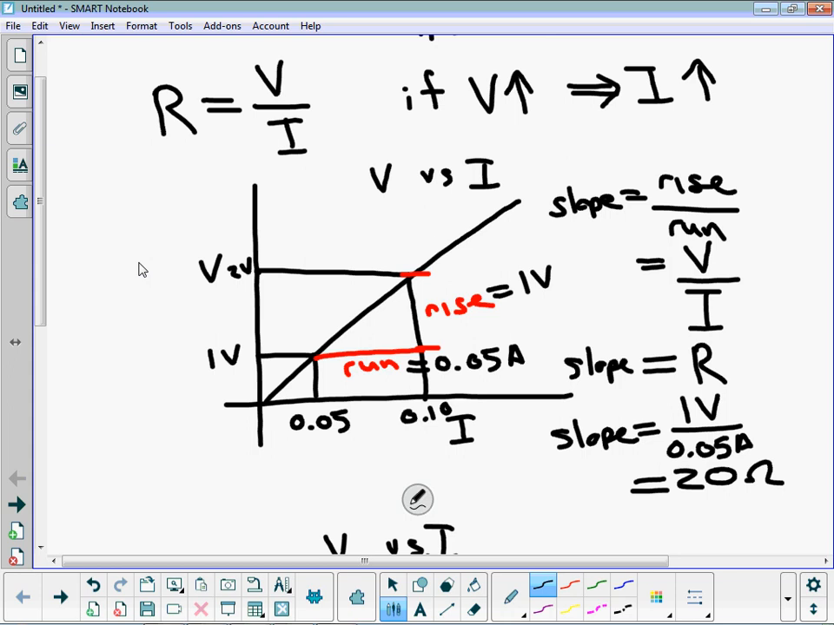All right. You're going to do an experiment today where we're going to make a simple circuit, and we're going to connect a resistor into it. We're going to measure some V's and some I's, and we're going to do the same experiment with a light bulb and measure some V's and I's. You're going to make a couple of graphs, and you're going to tell me if it's ohmic or not.